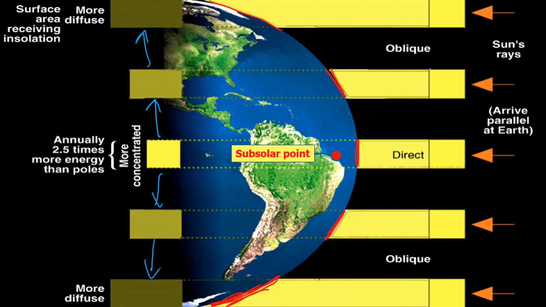So this is the same amount of sunlight. If you look, the amount of sunlight for each one of these is the same. But these lines keep getting longer and longer because the sunlight is having to spread out over a much larger distance.